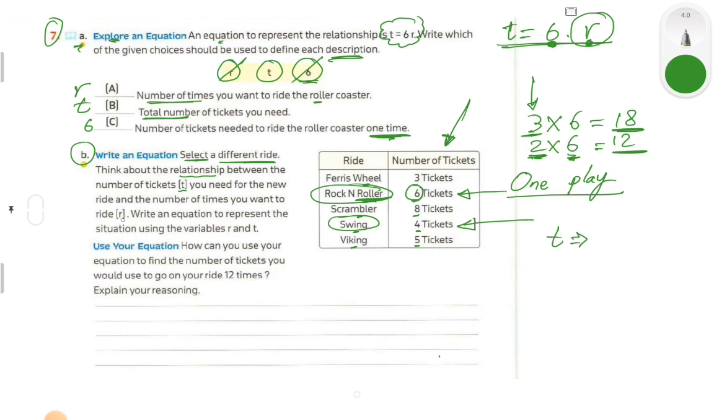R is the number of times you want to ride. Now I need to write an equation to represent the situation using variables r and t. Use r and t. Now t, the time is you want to ride this swing game, and r is the number of tickets.